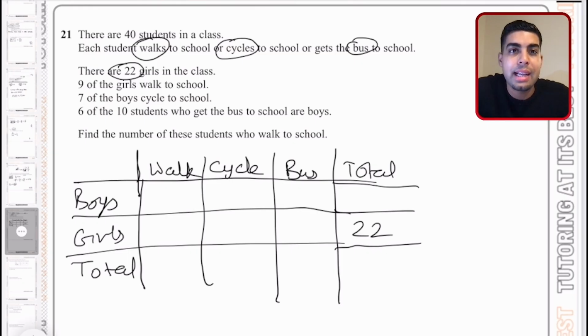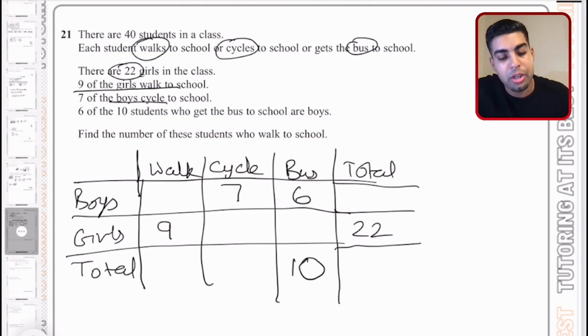And it also states that out of the 22, 9 girls walk to school. So I'm going to put 9 in my first box. And then it states that 7 of the boys cycle. So under cycle, I'm going to put 7. And then 6 out of 10 students who get on the bus. Because we have our total, I'm going to put 10 in this section, and I'm going to put 6, which are boys. And that's 6 out of 10. So if it's 6 out of 10, we know there are 4 girls that go on the bus.